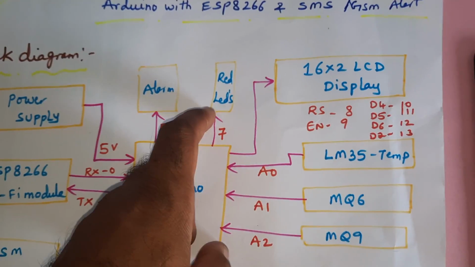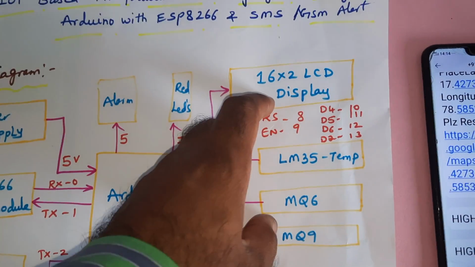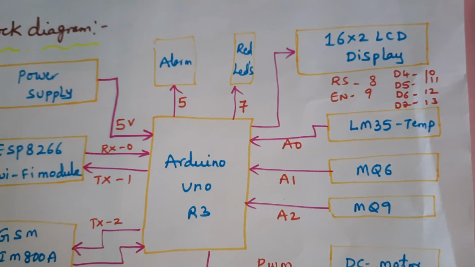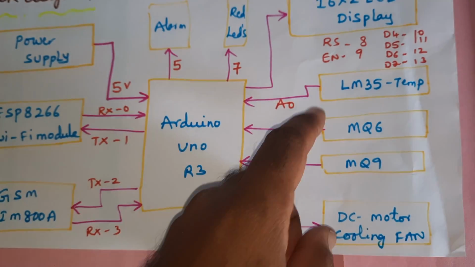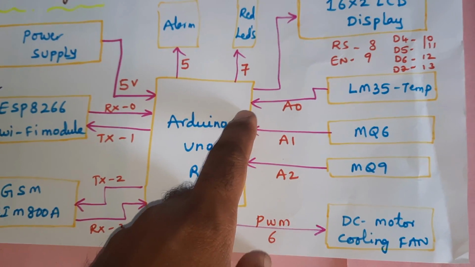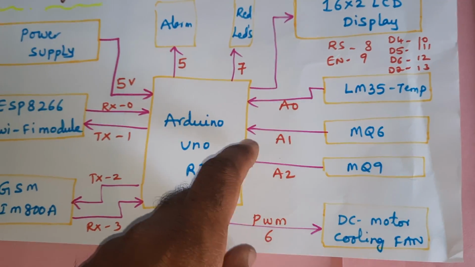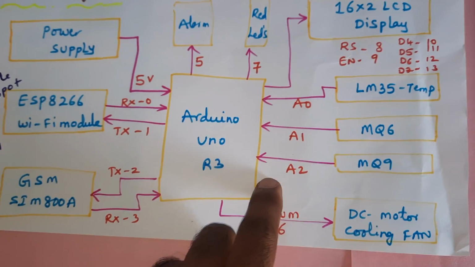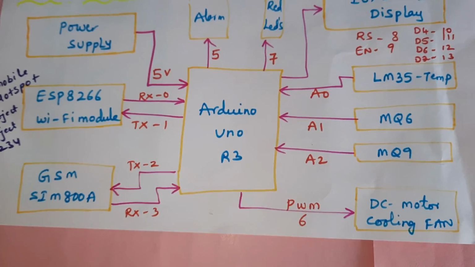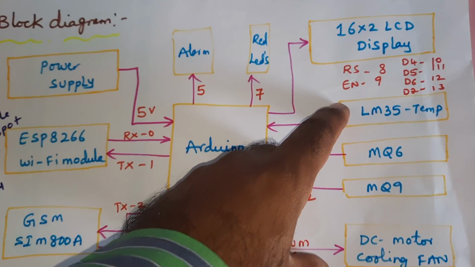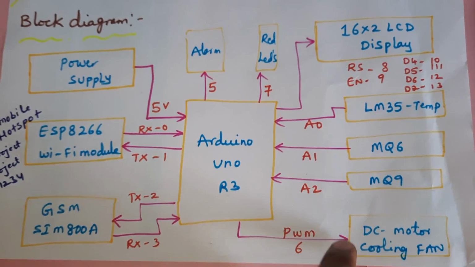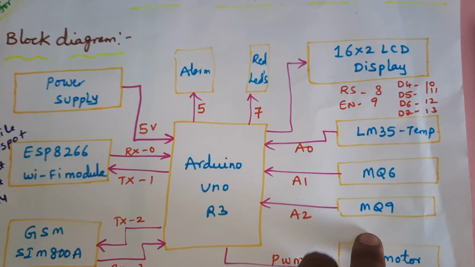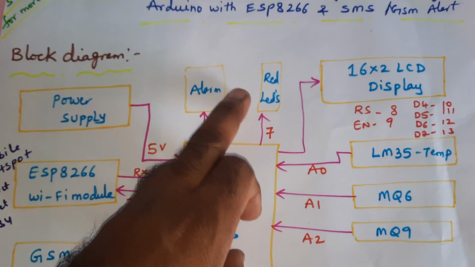We have an alarm, red LED indicators, and a 16 cross 2 LCD display with RS, enable, D4, D5, D6, D7 connected to pins 8, 9, 10, 11, 12, 13. The LM35 temperature sensor is connected to A0, the MQ2 gas sensor to A1, the MQ9 carbon monoxide sensor to A2, and there is a cooling fan. Based on the temperature, the DC fan should rotate. If there is an MQ6 gas alert, the alarm sounds, and for an MQ9 carbon monoxide alert, the red LED lights.